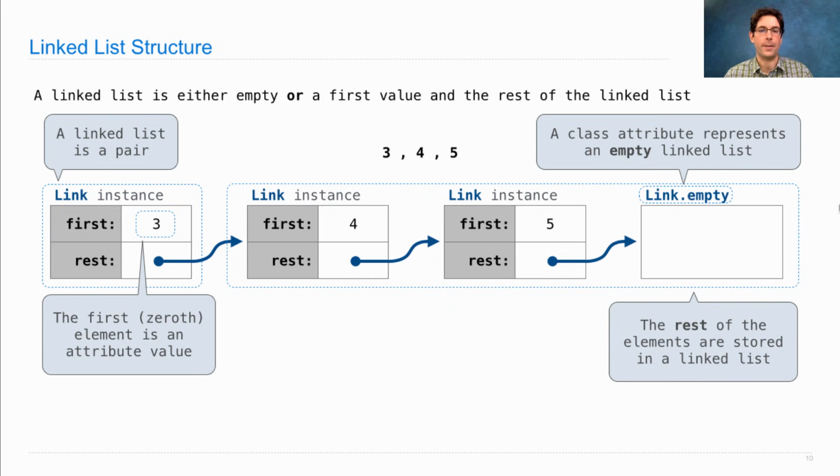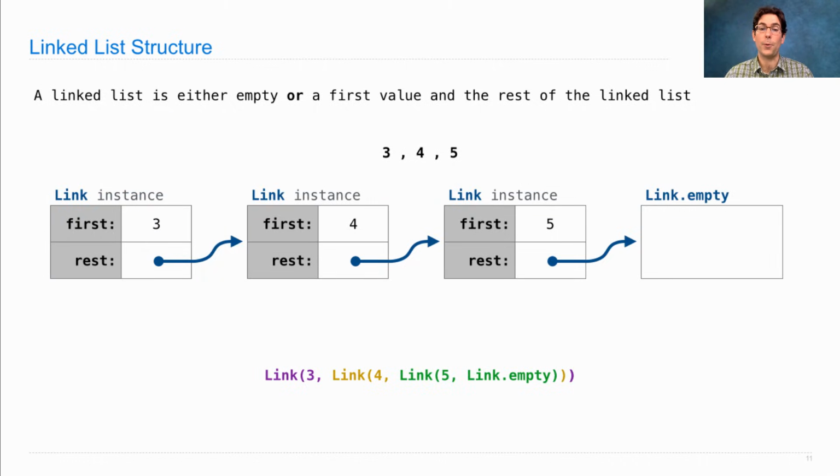Now the way we construct this is not by writing 3, 4, 5. That would make a tuple. Instead, we have to write out the constructor. A Link with 3, and the rest of the list is a Link with 4, and the rest of that list is a Link starting with 5, and the rest of that list is Link.empty. So each one of these calls to Link creates a new Link instance. This call creates that instance, which must exist in order to make this call, which creates the linked list starting with 4 followed by 5.